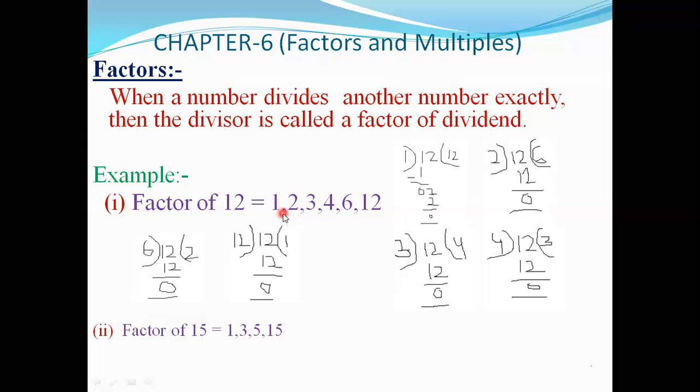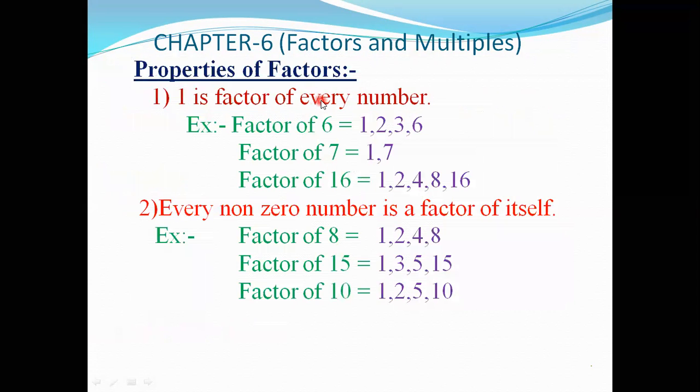Why are they called factors of 12? Because the factors divide the given number exactly. Now, let us take another example, factors of 15. The factors of 15 are 1, 3, 5 and 15. These numbers divide 15 exactly.